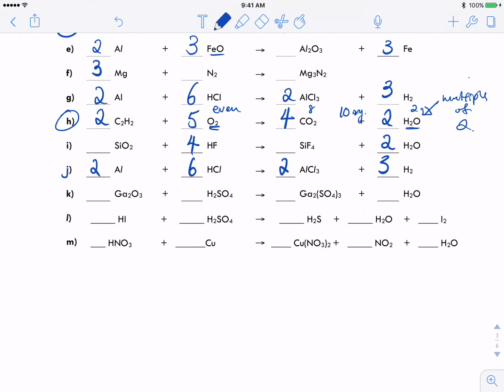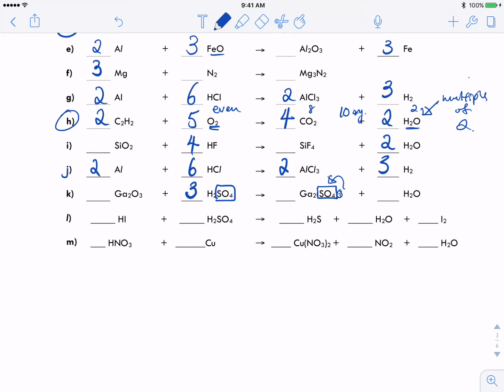Let's look at the number of... Remember that I taught you all how to balance by the polyatomic ions before. So you see here that there's a sulfate ion, and here there's also sulfate ions, but there's 3 sulfate ions. So to balance the number of sulfate ions, I can multiply these by 3. Gallium is balanced already. There's 2 on each side.